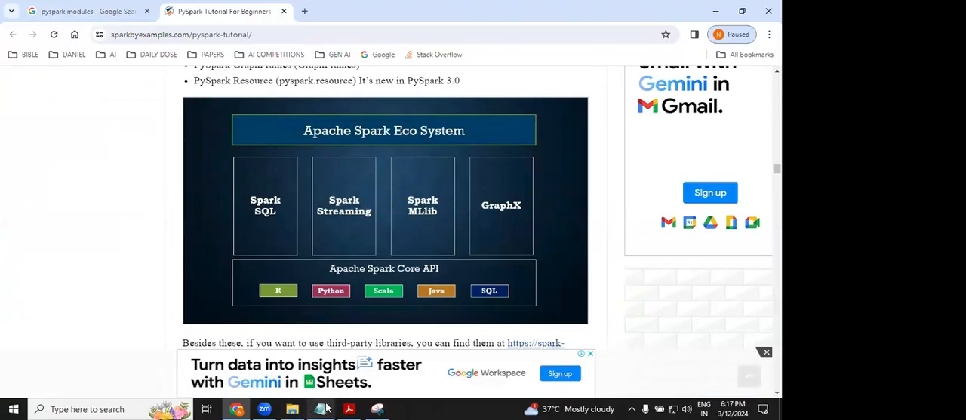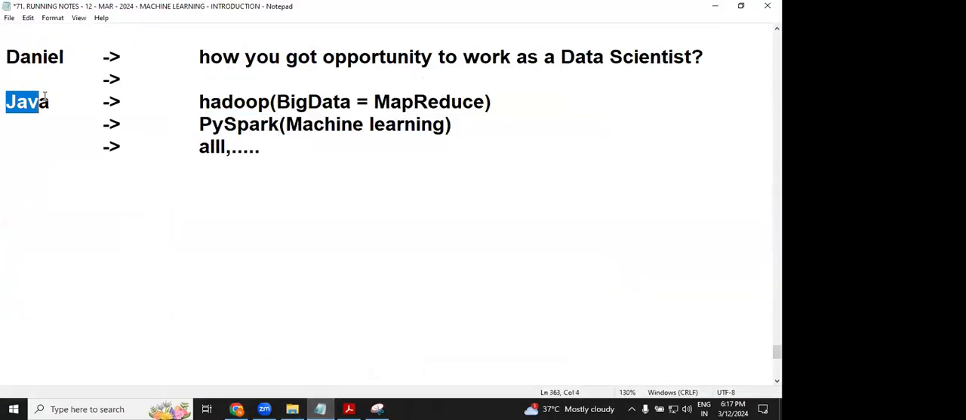But let me tell you, nowadays to become a data scientist, you need not understand Java. You need not understand Hadoop. You need not understand PySpark. These are all things you can understand directly with Python and machine learning. But one day I will take a session: what is Hadoop, what is PySpark. Are you fine, everyone? Good.